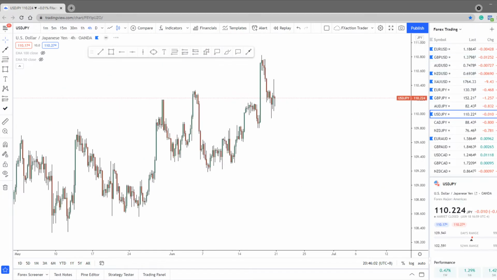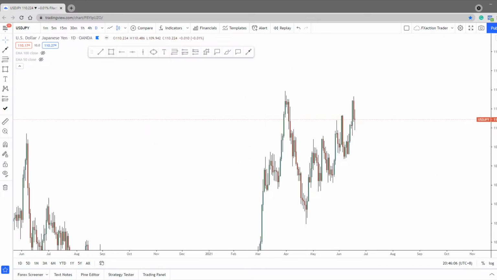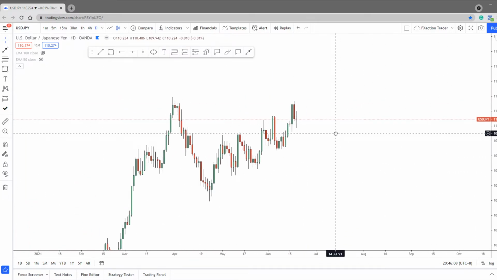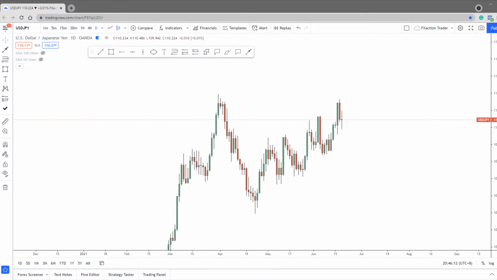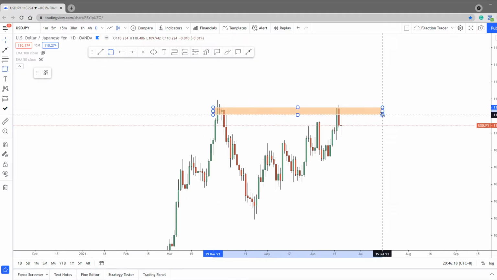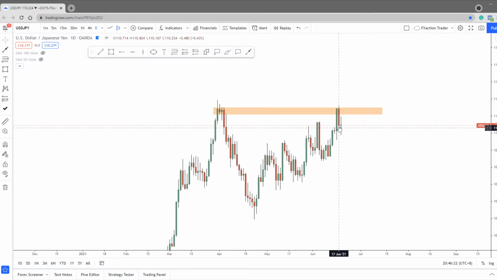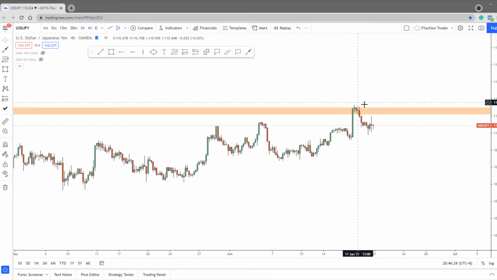So let us have a look at the dollar yen. Last week we had a buy trade. We went into the buy trade on Monday. On the daily chart, market previous high was retested, and we can see that there is some rejection here. This is due to the Thursday FOMC news effect. We have some rejection here.